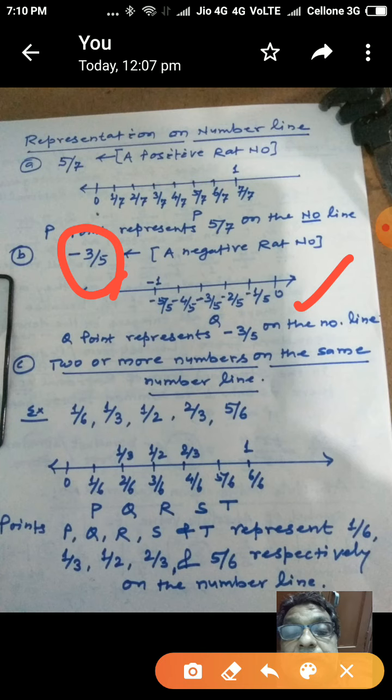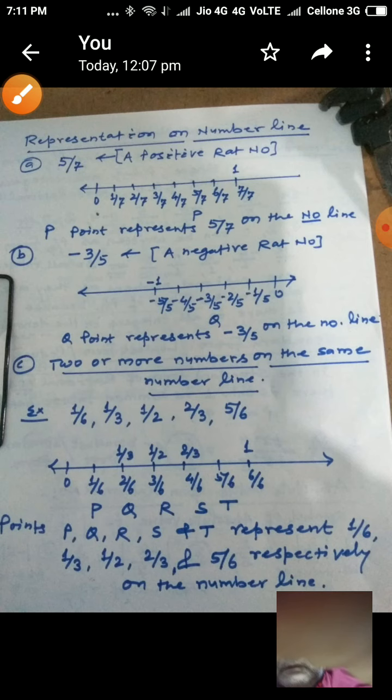Now we take one division, which will be called minus 1 by that denominator, which is 5. Similarly, the second same unit will be minus 2 by 5. The third same unit will be minus 3 by 5. And we don't stop here, we go up to a complete integer, so we have to go up to minus 5 by 5, which is equal to minus 1. Since our number is minus 3 by 5, we give here one name, say point Q, and then we make a statement that point Q represents minus 3 by 5 on the number line.